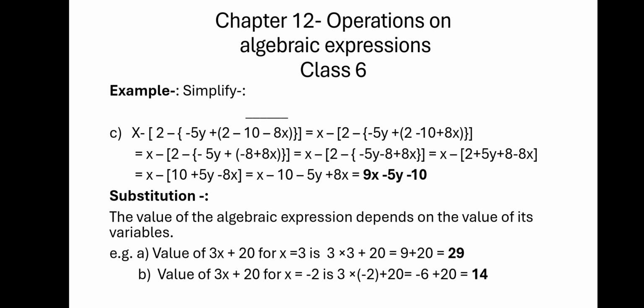Now again there is a negative sign before that square bracket. So 10 minus 10 minus 5y, because the change of signs will be, and plus 8x. So now x and 8x are the like terms. So x plus 8x is 9x, minus 5y as it is, and negative 10 as it is. So that is how we simplify the brackets.